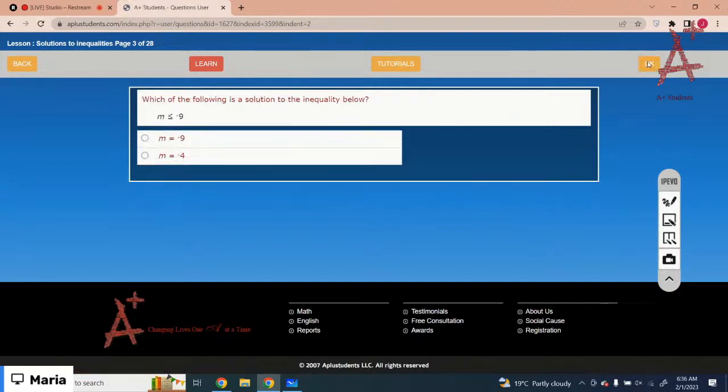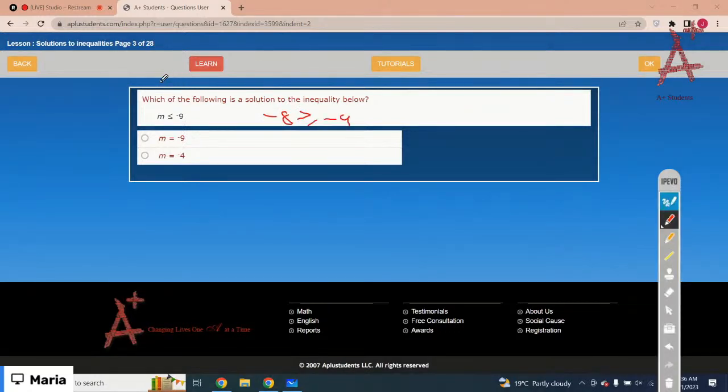Okay, the next one is, which of the following is the solution of the inequality below? Negative 9, m is less than or equal to negative 9. So you're given two options. Let's start with the first one. Negative 9 is less than or equal to negative 9. Is it true or false? It is true. Got it?